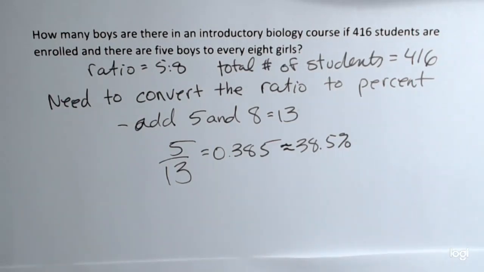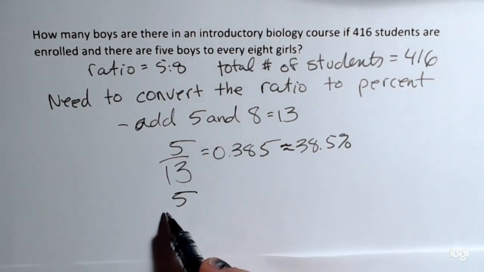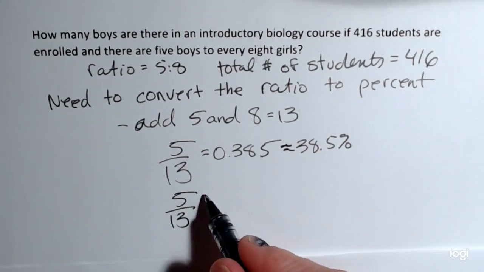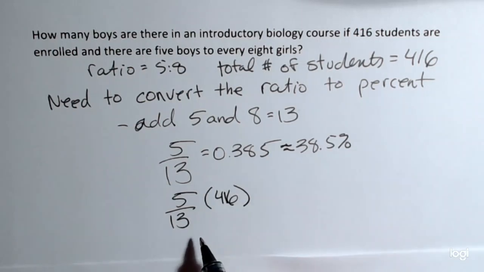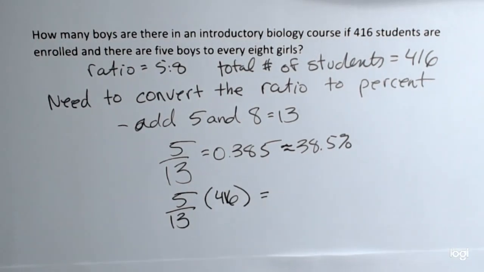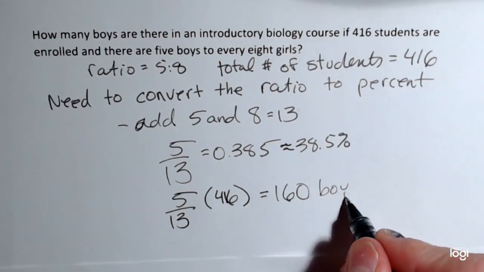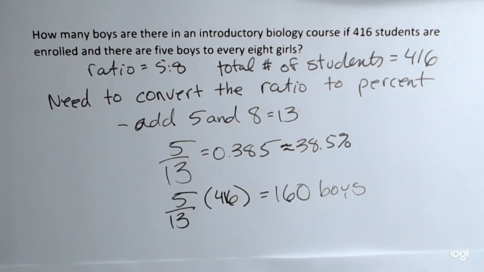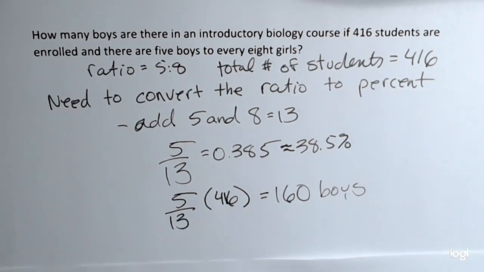And when I say I want to find the percent of something, "of" means I'm going to multiply. So to find the number of boys, I'm going to take 5/13 and multiply it by 416. And doing that multiplication, I come up with 160 boys. So to find the number of girls, you just have to subtract 160 from 416.